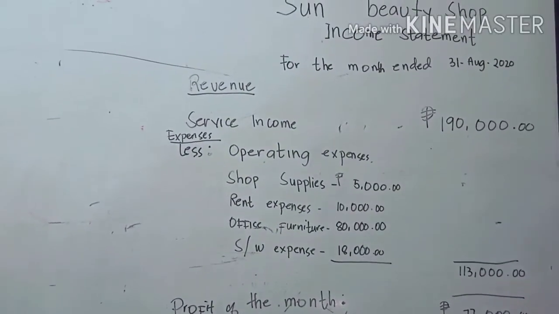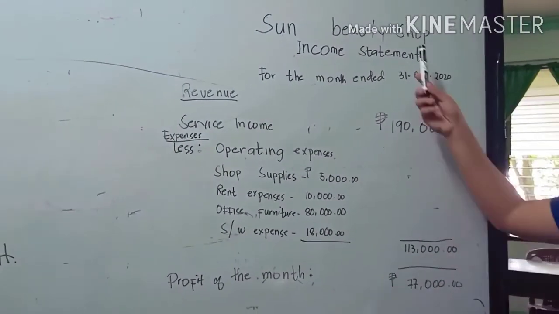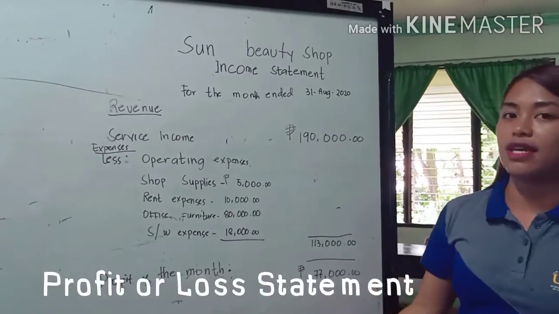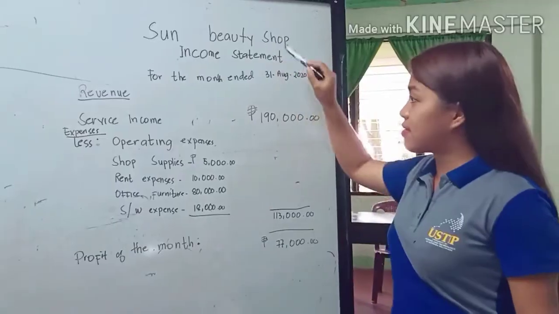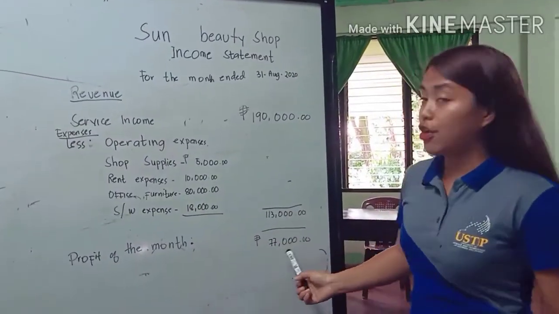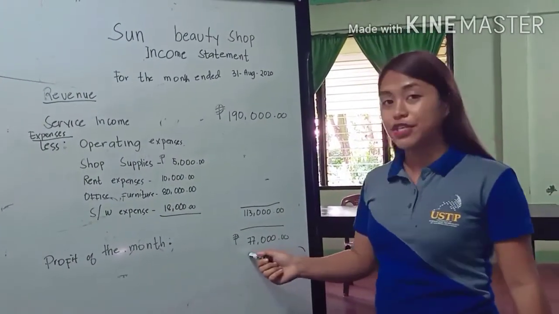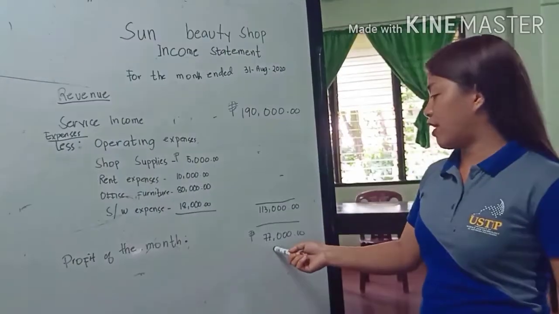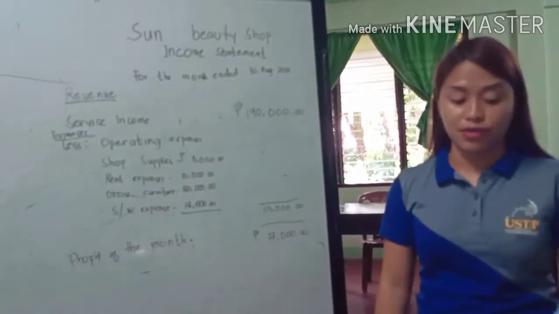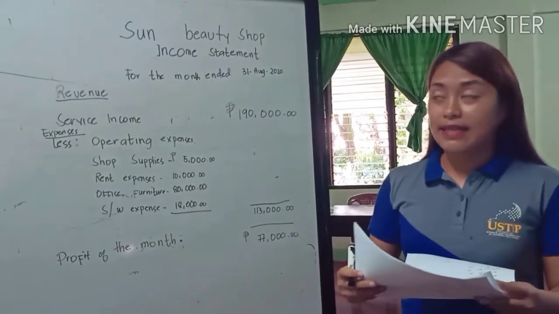And profit or loss. In the income statement, we can see whether we earned a profit or not. But for this example, it is clear that we earned a profit, right? Because there is no negative. So the profit of the month is equivalent to 77,000 pesos. So we have no net loss.